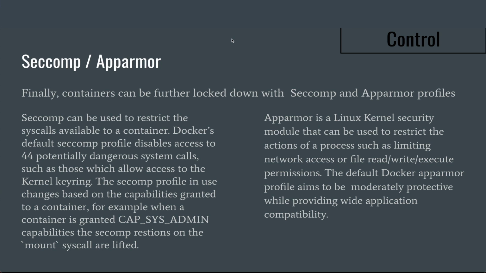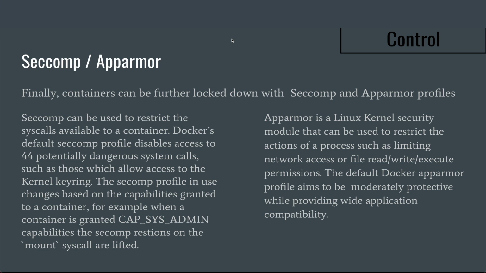Finally, containers can be further locked down with the Seccomp and AppArmor profiles. Seccomp can be used to restrict the syscalls available to a container. Docker's default Seccomp profile disables access to 44 potentially dangerous system calls, such as those which allow access to the kernel keyring. The Seccomp profile used changes based on the capabilities granted to a container.